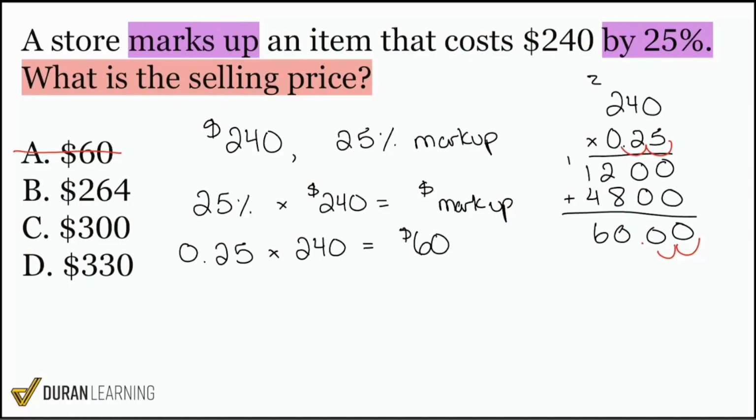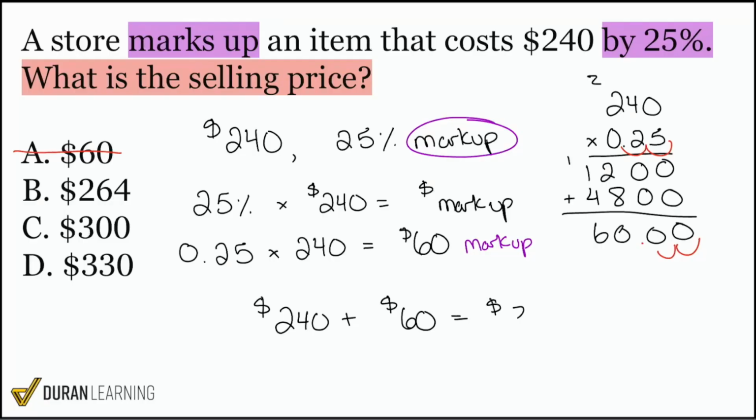But again, everybody, this is the markup. This is the markup. That is what we are adding back to get that selling price. So we had the original $240, and we're adding the $60 markup, and that's what brings us to the final amount here, and that'll be $300. That is going to be that selling price after the 25% markup. So again, that's how we achieve answer choice C as the correct answer.